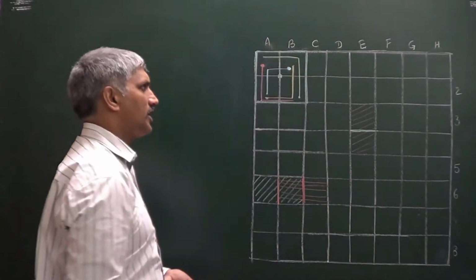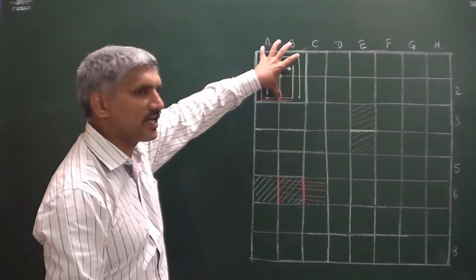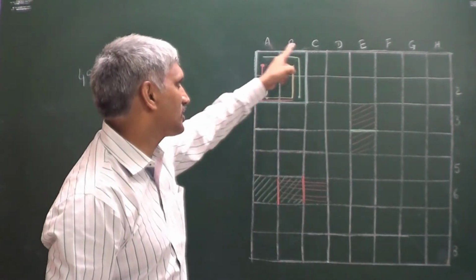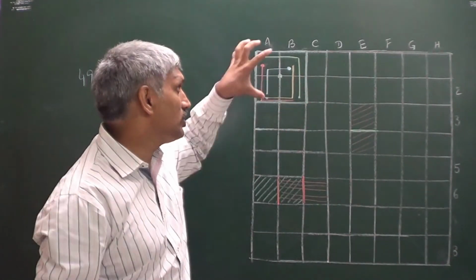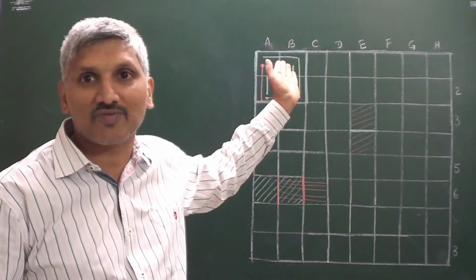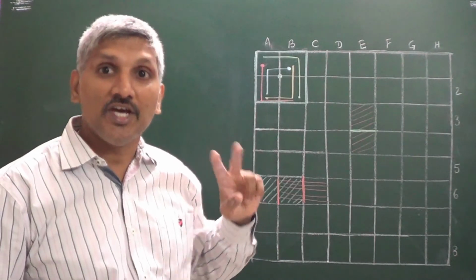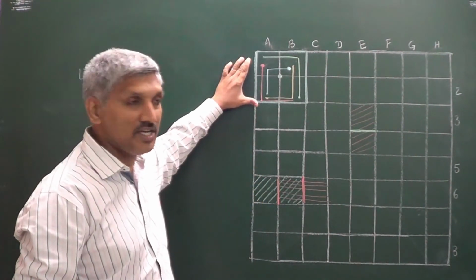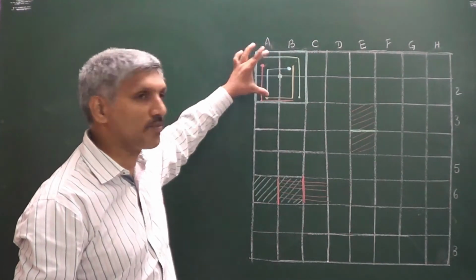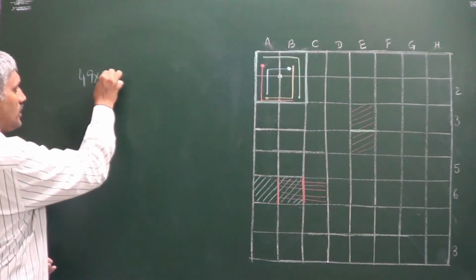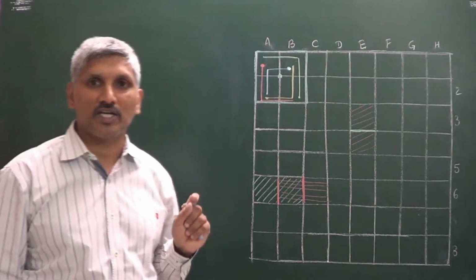Now what happens here? In this square case we got 4. In this case we got 4. But these type of squares, how many are there? In total we have 49. In each case we are getting 4 possibilities. That's why 49 into 4 is the answer for that particular question.